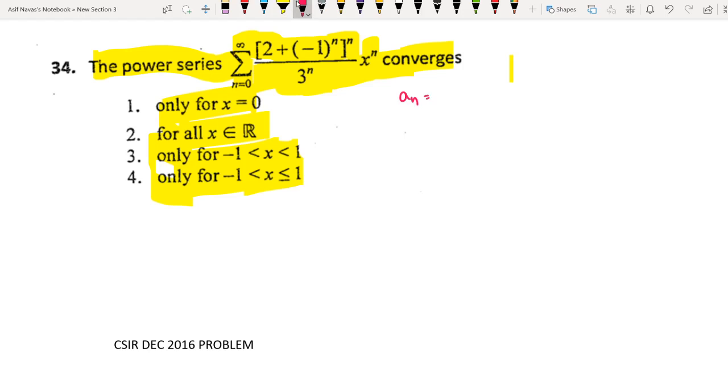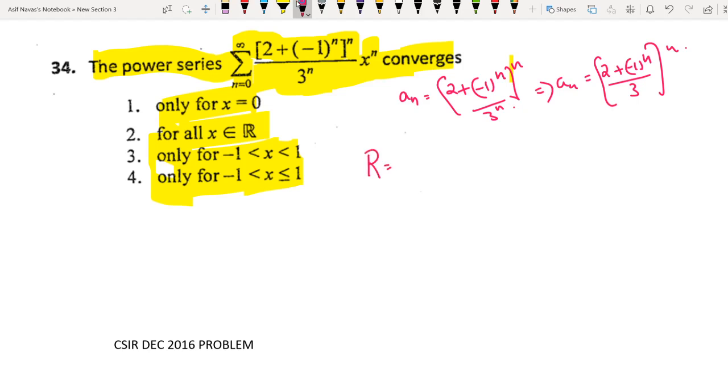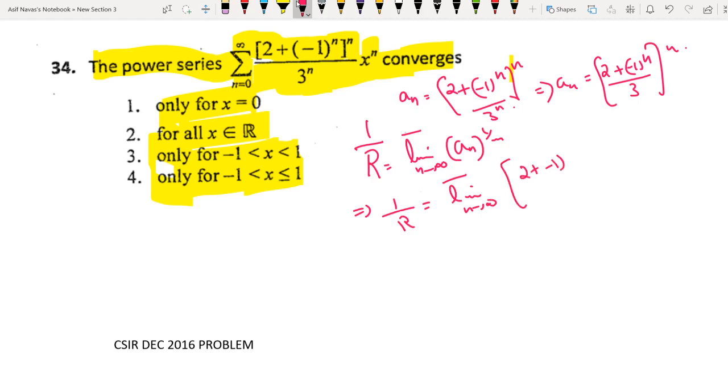So here an is given as 2 plus minus 1 all power n, all raised to 1 by n, divided by 3 power n. So this can be written as an is equal to 2 plus minus 1 power n divided by 3, all raised to n. Now here there is raised to n, so I am taking the radius of convergence formula: 1 by R is equal to limit n tends to infinity limit supremum of mod an all raised to 1 by n, which implies 1 by R is equal to limit supremum of 2 plus or minus 1 by 3, all raised to n, all raised to 1 by n, which gets cancelled.